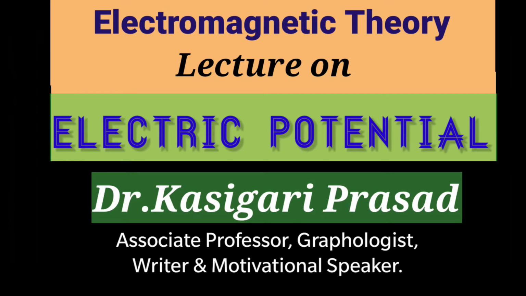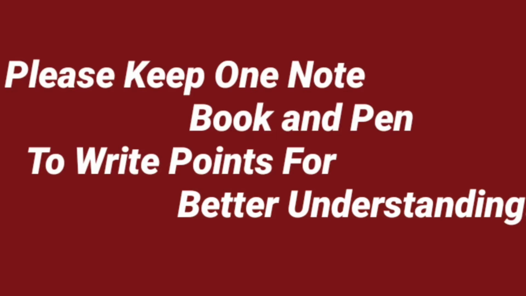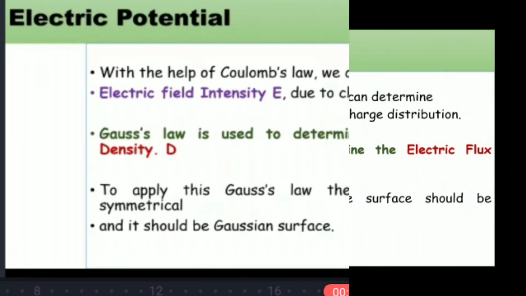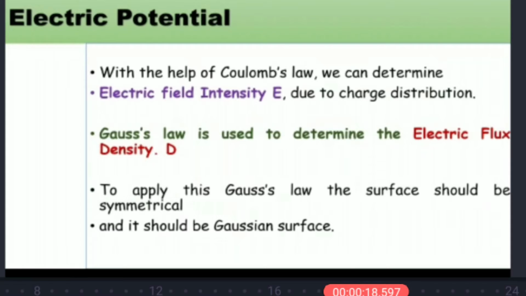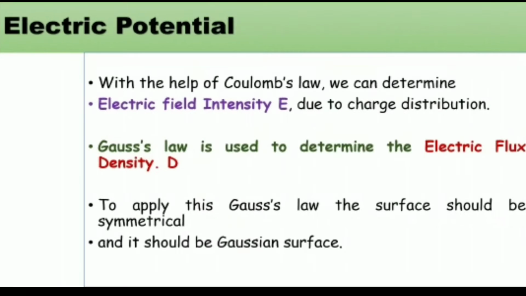Good morning, everyone. In our previous topics, we discussed Coulomb's law and Gauss law concepts. Now, in this first chapter of electromagnetic waves and transmission lines, let us have a discussion on electric potential. As with the introductory concepts of this chapter, from Coulomb's law we can determine electric field intensity capital E due to charge distribution.